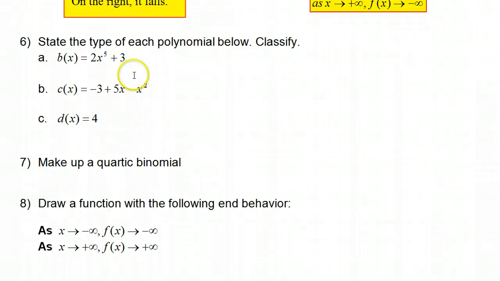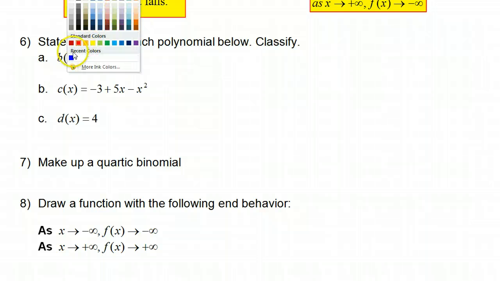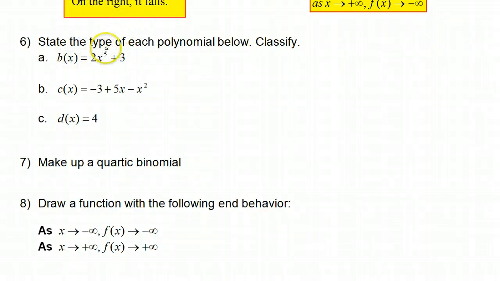Okay, number 6. State the type of each polynomial below. So we're going to classify using the two-word classification, like cubic, trinomial, or whatever. So this one, degree 5. Okay, what is the word for degree 5? Quintic. Alright, so because of the 5, this is a quintic something. How many terms do we have here? 2. So this is a quintic binomial.